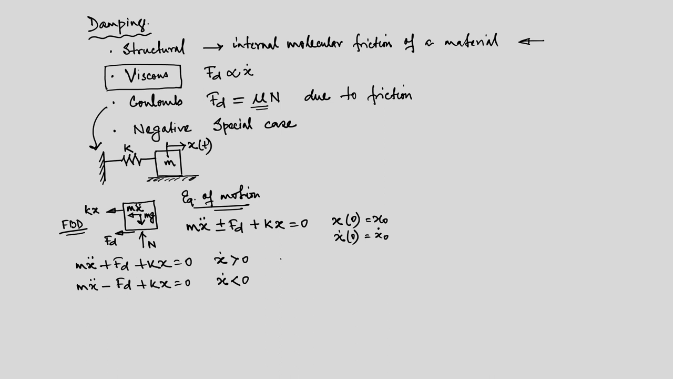Okay, so in this case, what will be the solution? The solution in this case will be x of t is equal to A cos omega n t plus B sin omega n t plus F d by k signum function of x dot. The reason is, we have two cases: when x dot is greater than 0, F d is having a positive sign, while when x dot is less than 0, F d is having a negative sign. So, that is the reason we have this signum function.